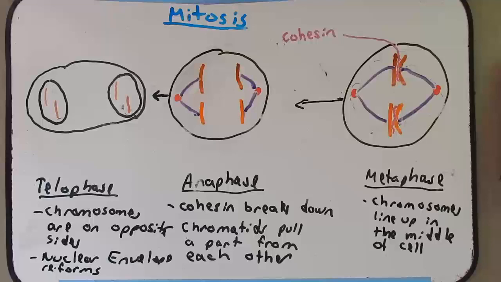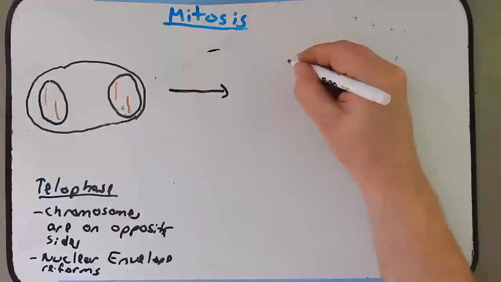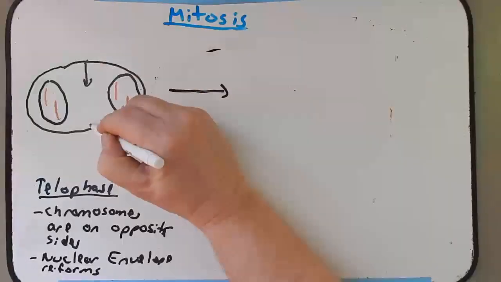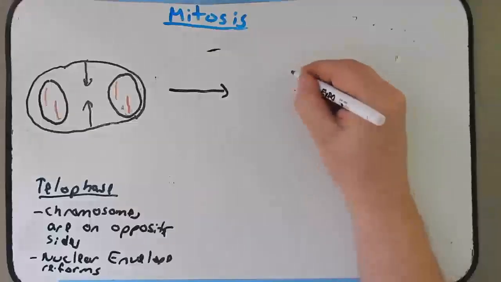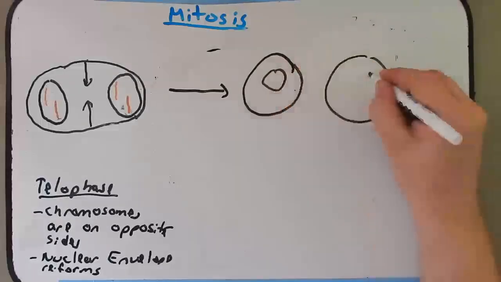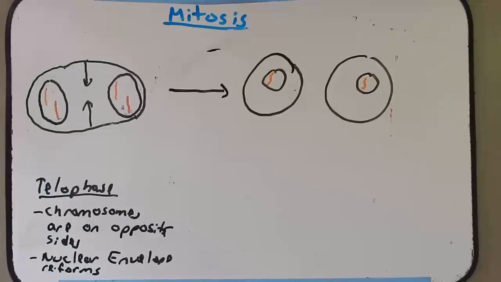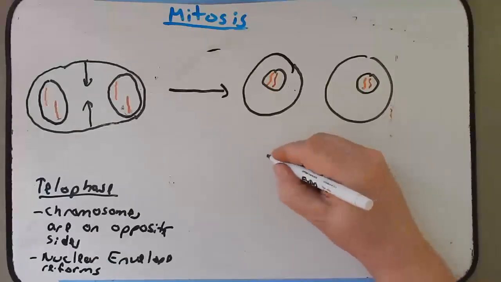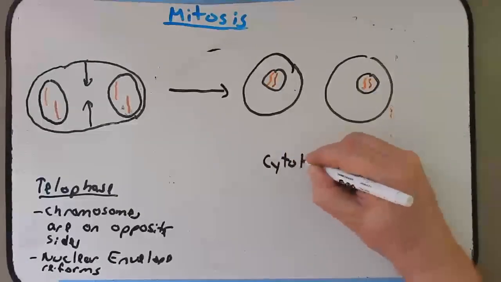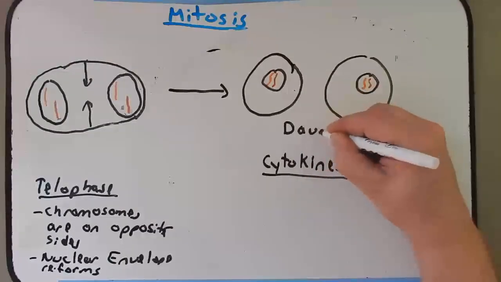All right, now what happens? Well, what happens next is that this cell at the end of telophase will begin to pull these plasma membranes together, and eventually it will pinch them off like so and form these two new cells with their decondensed chromosomes. And this is called cytokinesis. We call these two cells daughter cells.